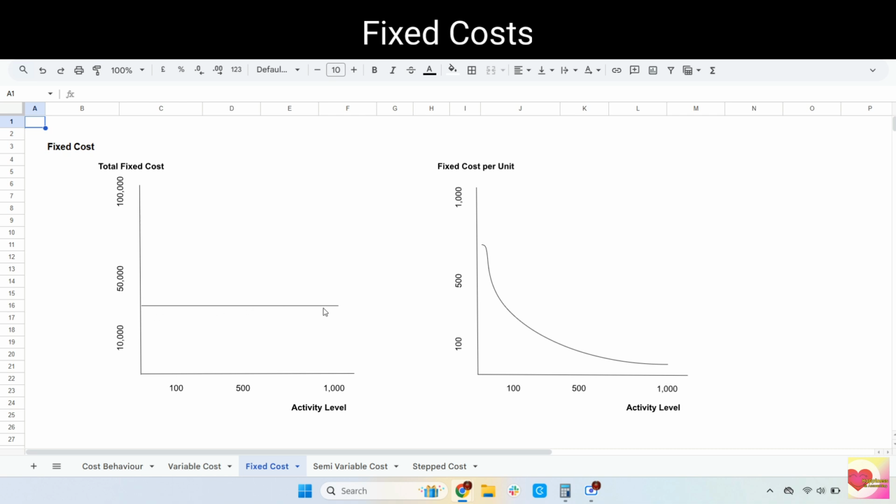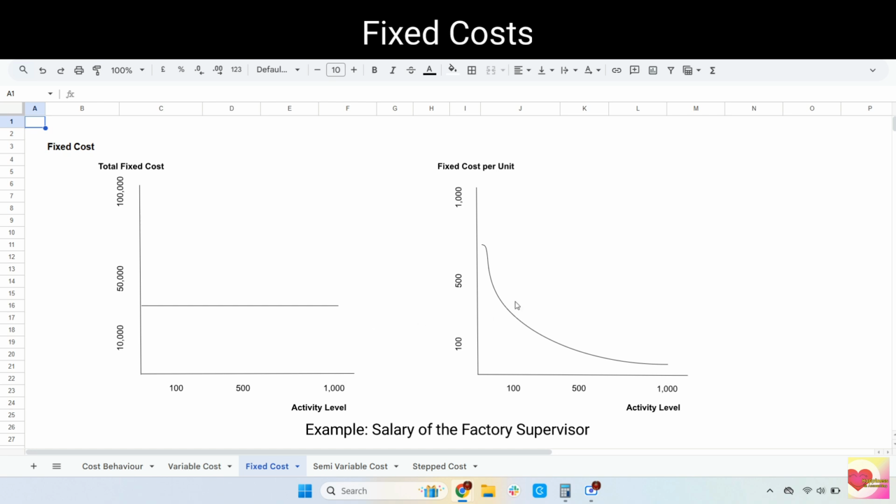An example of the fixed cost is the salary of the factory supervisor. For example, the annual salary of the factory supervisor is 30,000. For that period, the units produced are 100 units. If the units produced are 500 units, the total salary is still 30,000. Or if the units produced are 1,000 units, the total salary is still 30,000. So no matter how many units are produced, this cost is fixed.